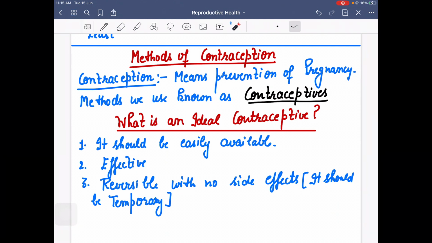Now in today's lecture, we are going to talk about methods of contraception, because we know that if the population explodes in any area, it means we are not controlling the birth, right? We are not paying attention to birth control. So there are different methods of birth control, different methods to prevent pregnancy, that we are going to discuss, bacho, in this lecture, right?